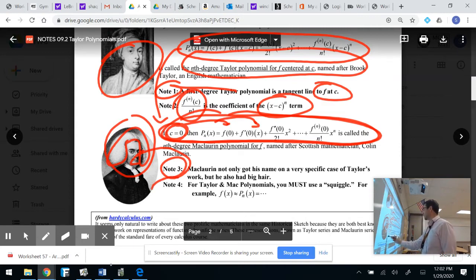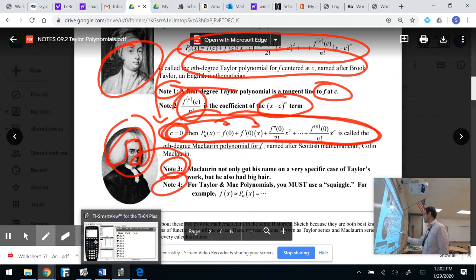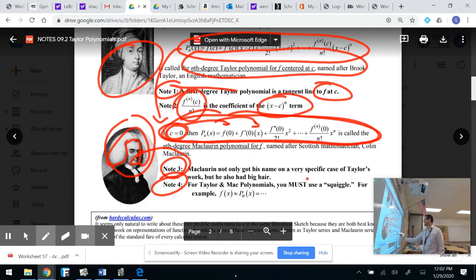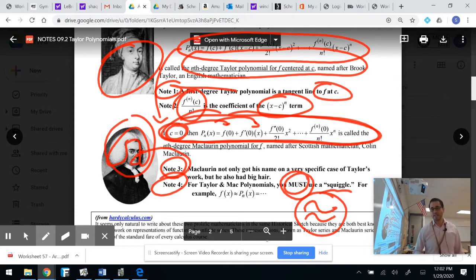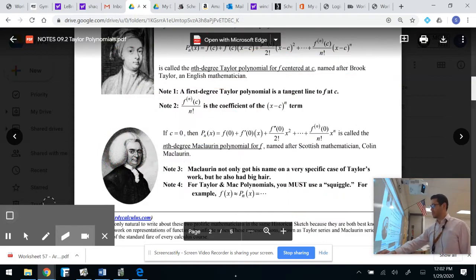All right, and then we got note 4. Taylor and Maclaurin polynomials, you must use the squiggles because it's an approximation, okay? Don't ever use that equal sign. And we'll go through that as we do some problems together. All right, let's roll. Let's get after it.